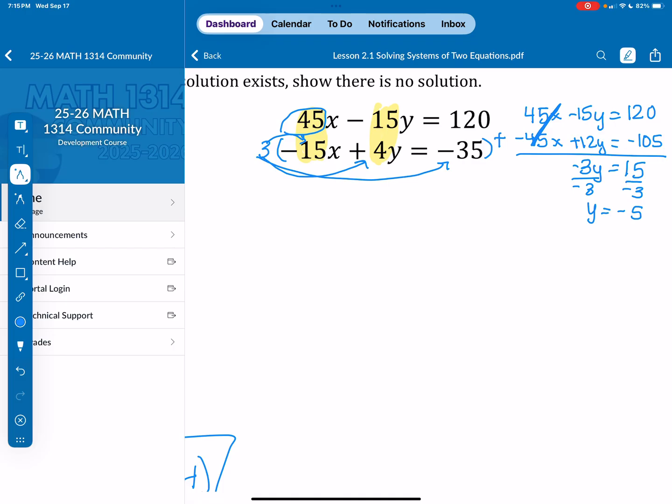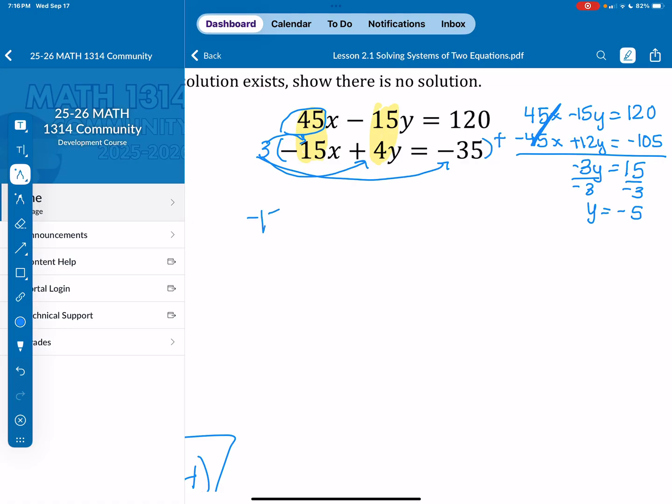So once you get to this point, you're going to plug in this negative 5 into any equation. It doesn't matter which one. Okay. Now the bottom equation isn't as big of numbers, so I'm going to plug it into the bottom equation before I distributed the positive 3.